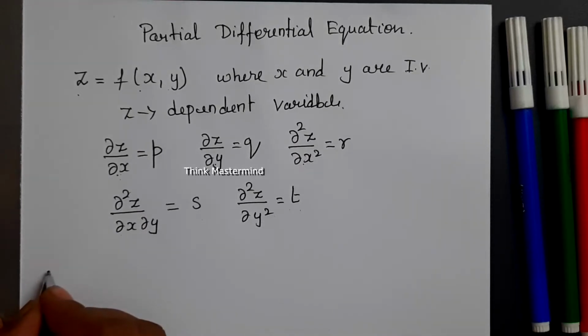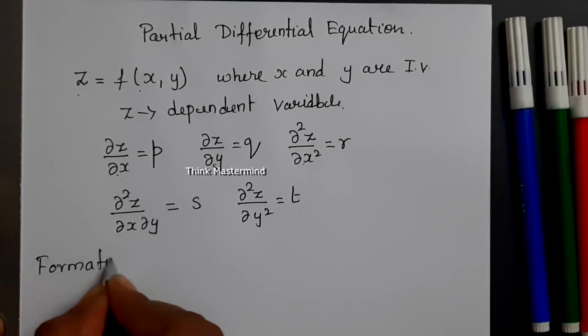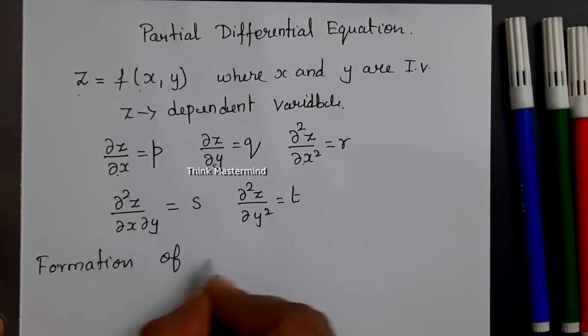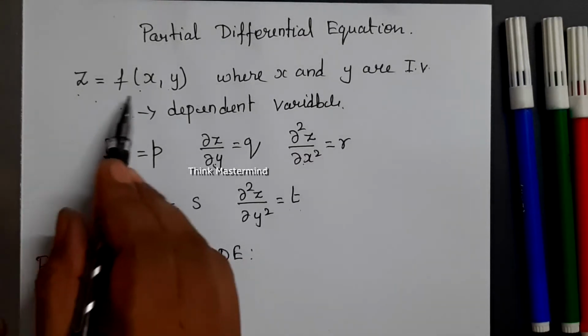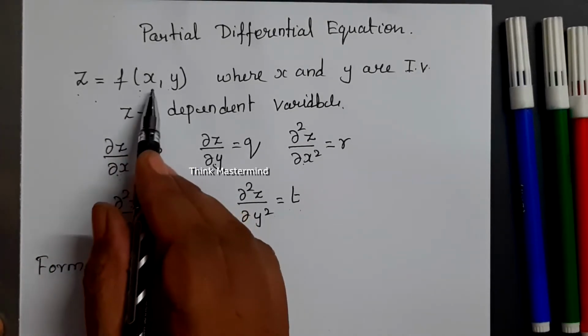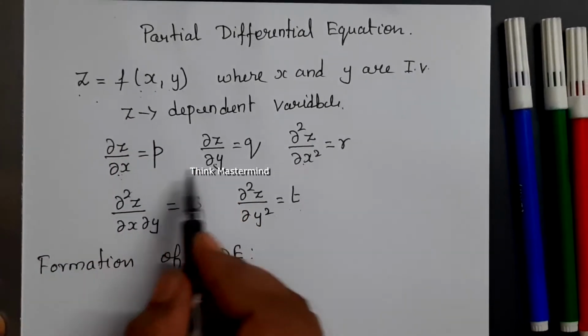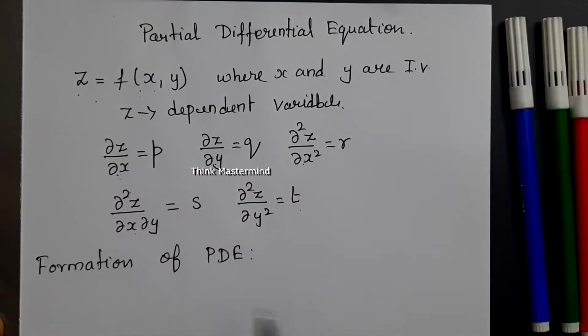Here the first topic we are going to see is the formation of partial differential equation. Already I told you z is dependent on more than one independent variable, then we can frame partial derivatives. Now we are going to find the partial differential equation. What is a partial differential equation? An equation which contains partial derivative coefficients is called a partial differential equation.